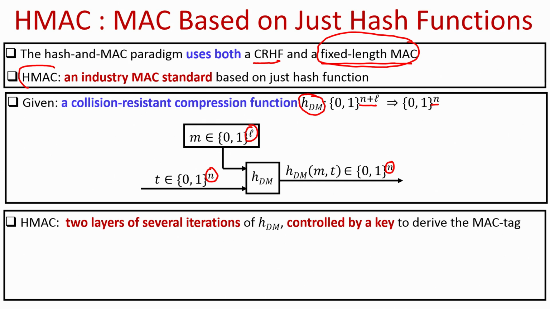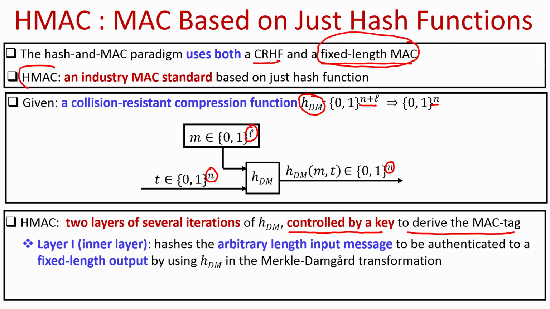What this HMAC does is basically it has two layers of several iterations of this Davis-Meyer construction, and overall it is controlled by a key, because remember we want to design a MAC. So, we have a key for the MAC. These two layers of several iterations of the Davis-Meyer construction are controlled by a key, and finally we obtain a tag. So, what exactly are these two layers?